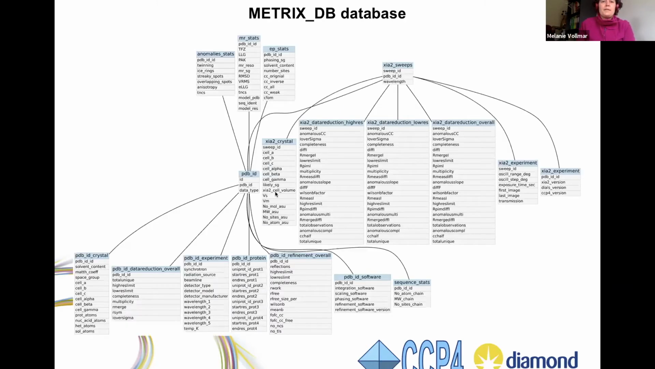So the database, just a quick look, is basically a bunch of relational tables to describe data integration results, phasing results, and some reference statistics extracted from the corresponding PDB files found in the Protein Data Bank.